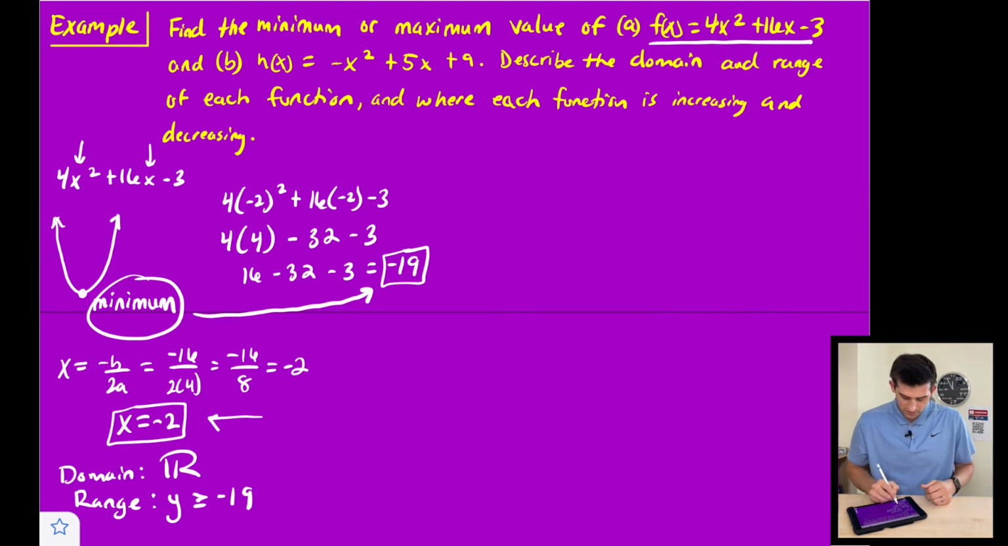And so now if we go back to our axis of symmetry, we would say that our graph is decreasing to the left of x equals negative 2 and increasing to the right of x equals negative 2.